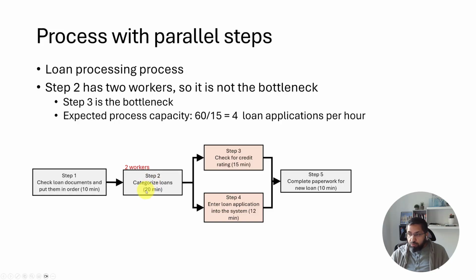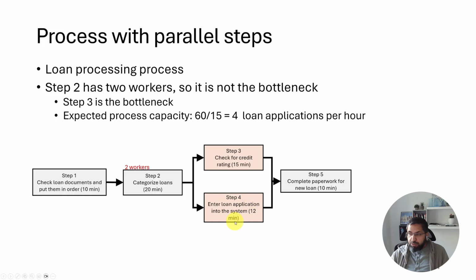But because step 2 is the bottleneck, we added 2 workers to increase the capacity, because otherwise the capacity would be 60 over 20, or 3 loan applications per hour. That was too low. So we added another worker on step 2. Step 2 has 2 workers. Everybody else has 1 worker. And so because you could do 2 loan applications every 20 minutes through step 2, the effective cycle time of step 2 is going to be 10 minutes. So step 2 is no longer the bottleneck.